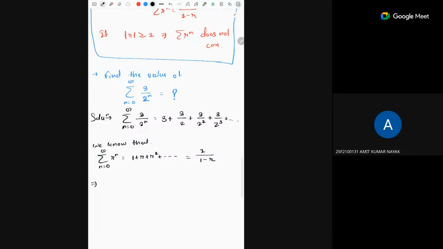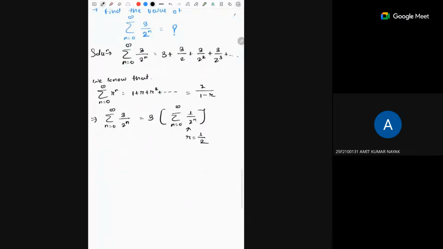We know that the series, summation n from 0 to infinity of 3 by 2 to the power n, can be written by taking 3 common, because 3 is common in each and every term. So you pull out 3, and the series is the summation, n from 0 to infinity, of 1 by 2 to the power n. Here the value of r is 1 by 2. So the series is 3 times the summation of 1 by 2 to the power n. This is a geometric series, and the modulus of r is 1 by 2, which is strictly less than 1. So it converges, and it converges to 1 upon 1 minus r, that is 1 upon 1 minus 1 by 2.